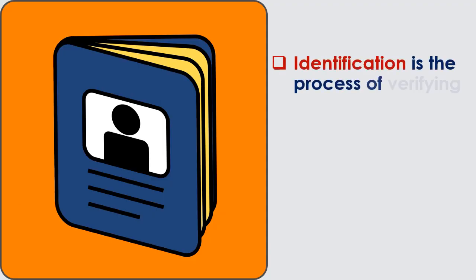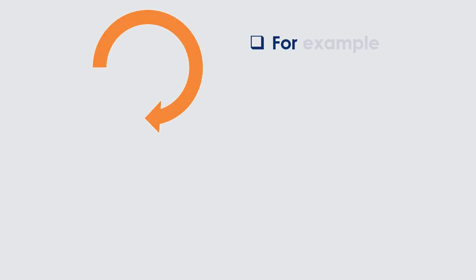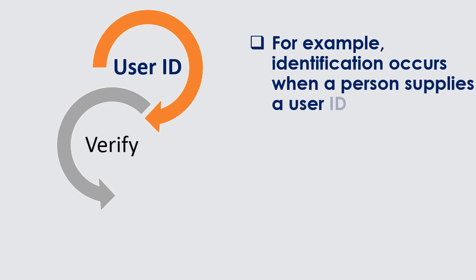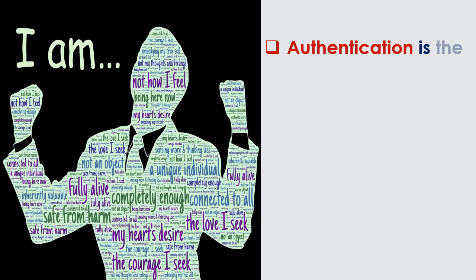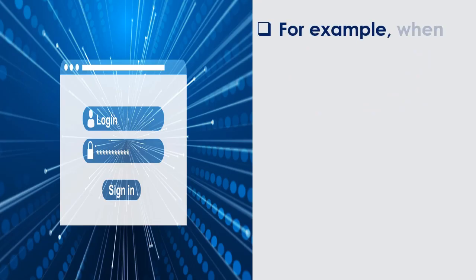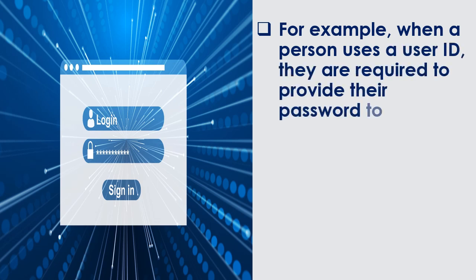Identification is the process of verifying that a claimed identity is valid. For example, identification occurs when a person supplies a user ID and a system verifies that the user ID is valid. Authentication is the process of verifying the identity of a person or device. For example, when a person uses a user ID, they are required to provide their password to prove that they are the owner of that user ID.